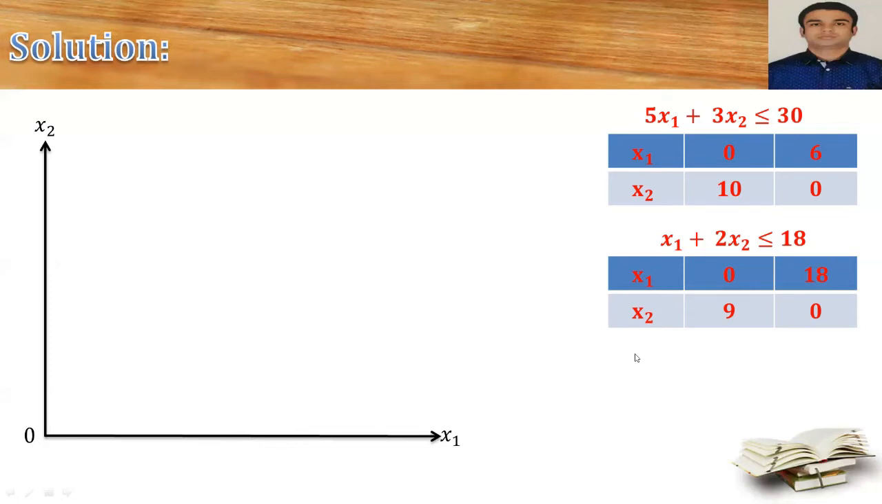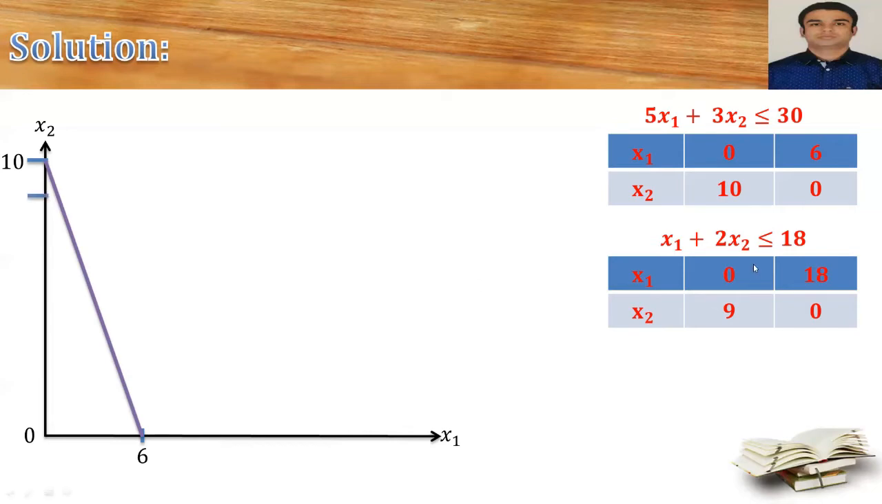Now we draw the lines on the graph. For the first line, 5x1 plus 3x2 is greater than or equal to 30, the first point is (0, 10), meaning x1 is 0 and x2 is 10. Mark that point. The second point is (6, 0). Mark that point. Now we have two points, so draw the line by joining them.